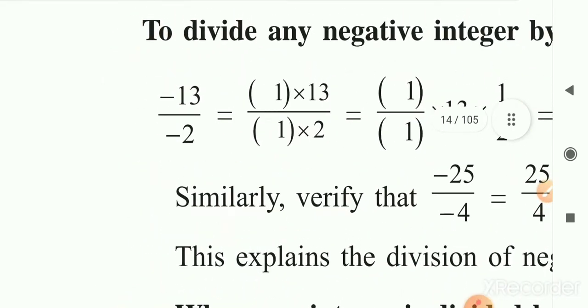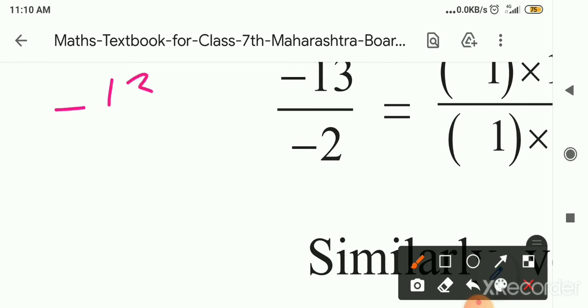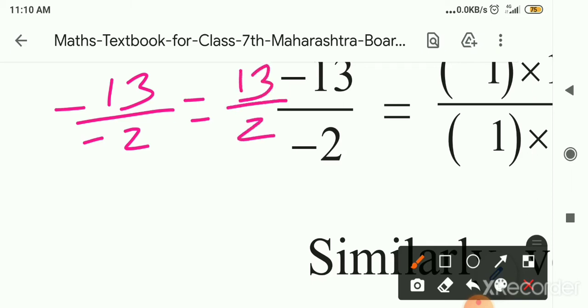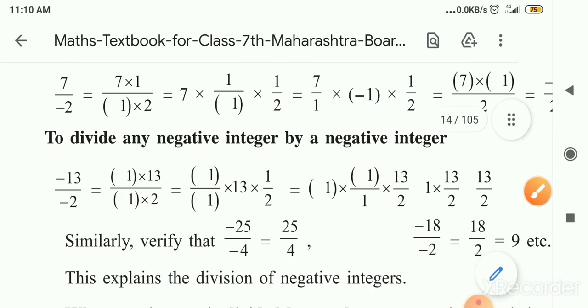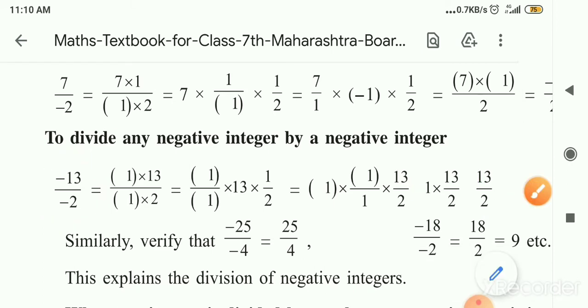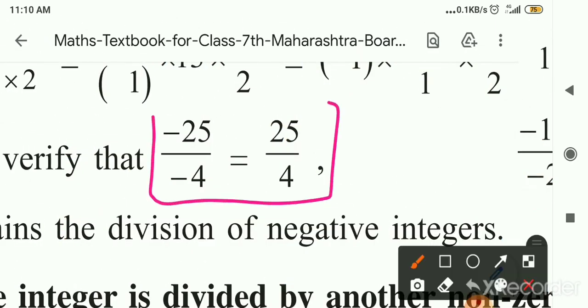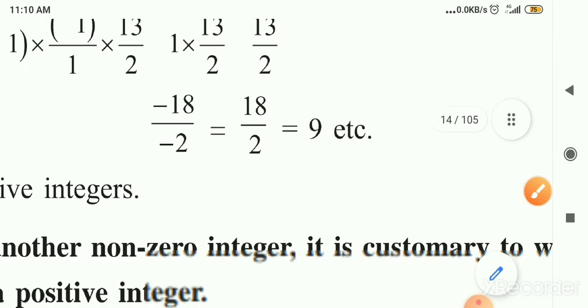If both numbers are negative, as I told you before, minus 13 upon minus 2: if the signs are the same, the negative sign cancels with the negative sign and the answer is 13 upon 2. Minus 13 upon minus 2 means only 13 upon 2, since both numbers are negative. Similarly we can verify: minus 25 upon minus 4 means only 25 upon 4. The negative sign cancels with the negative sign. Here it is also the same.